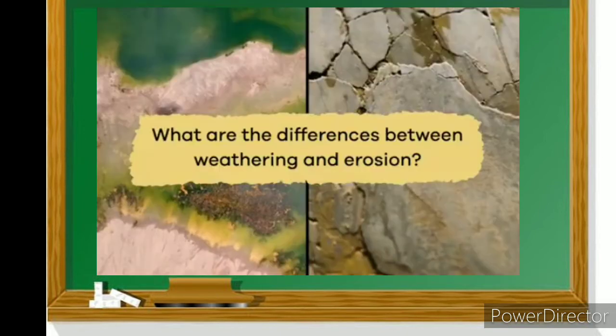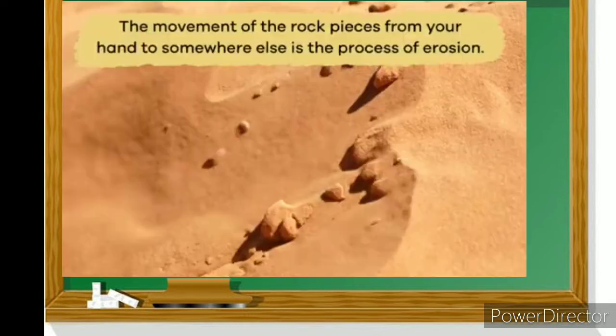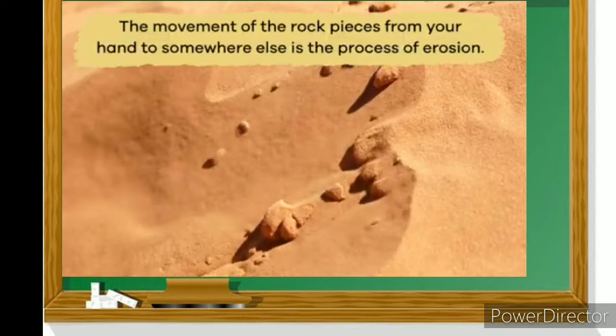What are the differences between weathering and erosion? So, ano nga ba ang pinagkaiba ng weathering at erosion? As you can see on your screens, if we break up a rock into small pieces and no movement happens, it is called weathering. And when the pieces of rock are moved somewhere or to another location by natural forces or by hand, and there is movement, it is called the process of erosion.